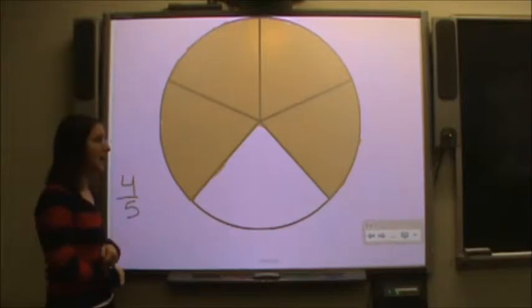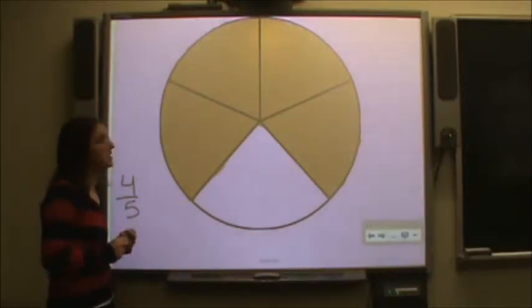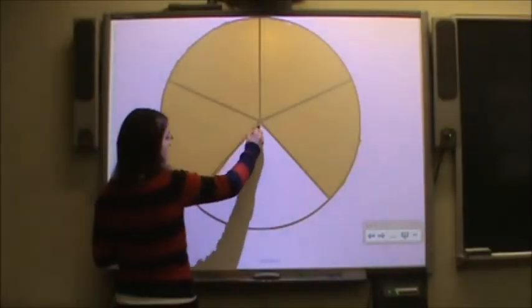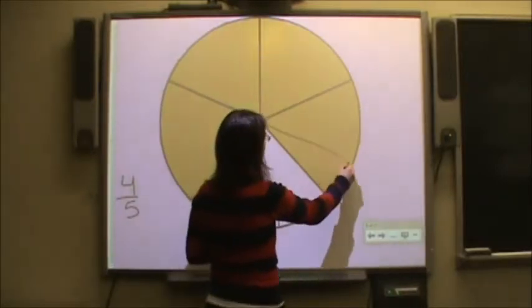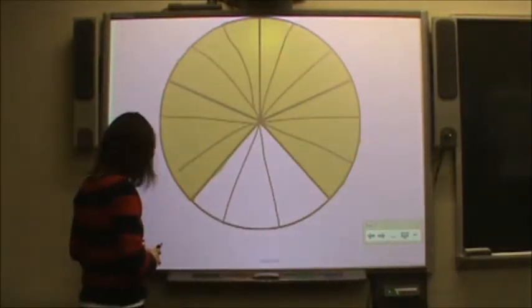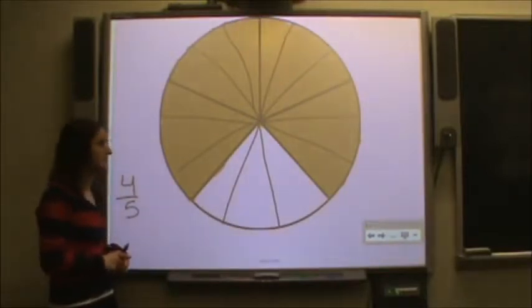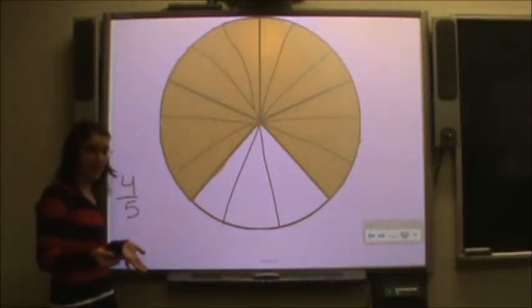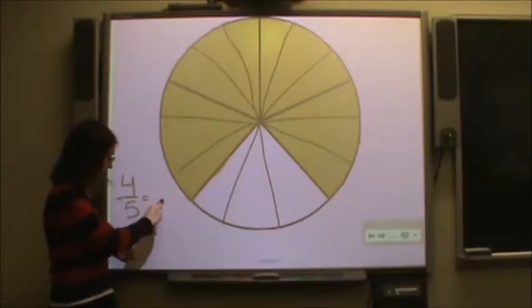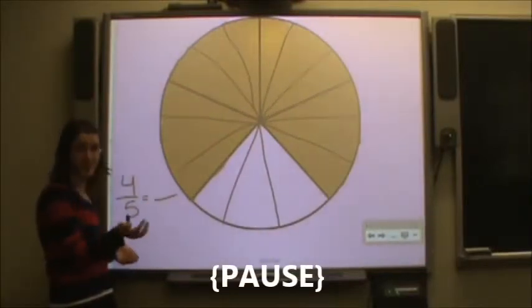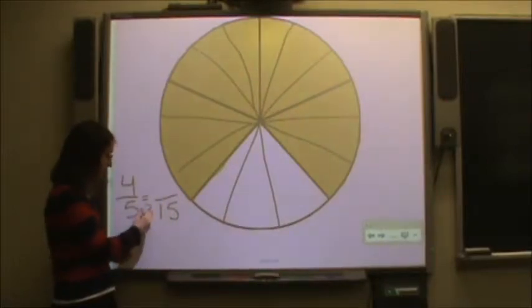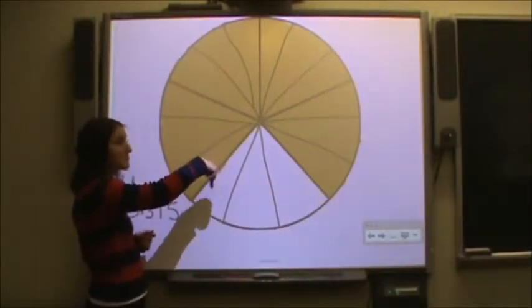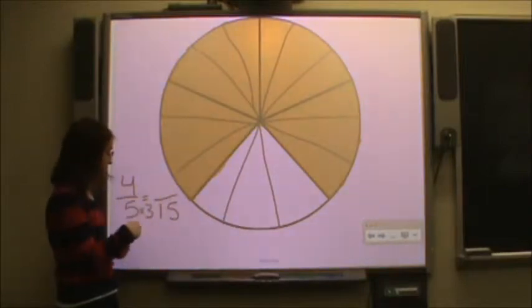Now, let's say I split each one into 3 pieces. So if I did that, now each section is split into 3 more pieces. So how many pieces is it out of now? Pause the video and find out. It's out of 15. And we could figure that out by 5 times 3 because I had 5 groups and I split each group into 3. So that's going to equal 15.